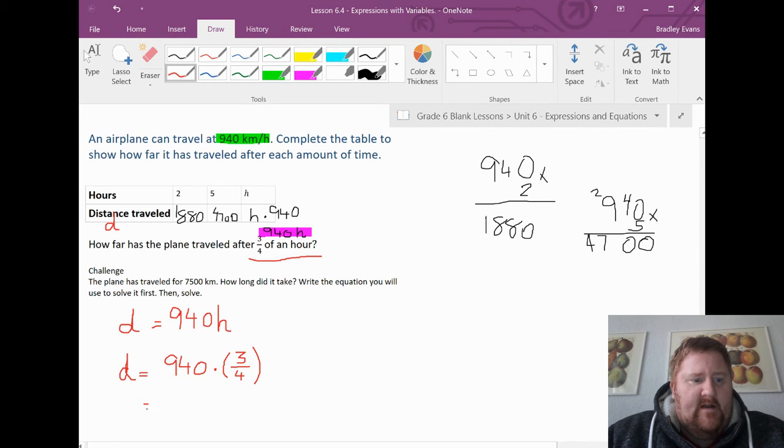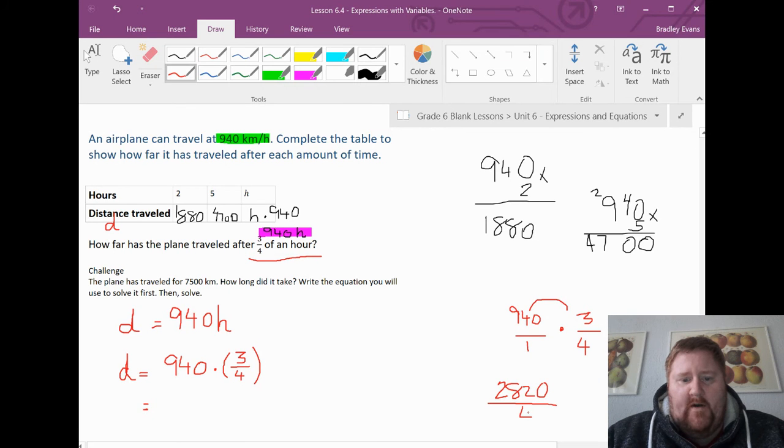Okay, so let's go ahead and solve 940 times 3/4. I'm going to do some little working out over here. That's going to be 940 over 1 times 3 over 4. Remember, multiplying fractions, we're just going to multiply the top. So 940 times 3. 3 times 900 is 2,700. 40 times 3 is 120. 2,820. And 4 times 1 is 4.